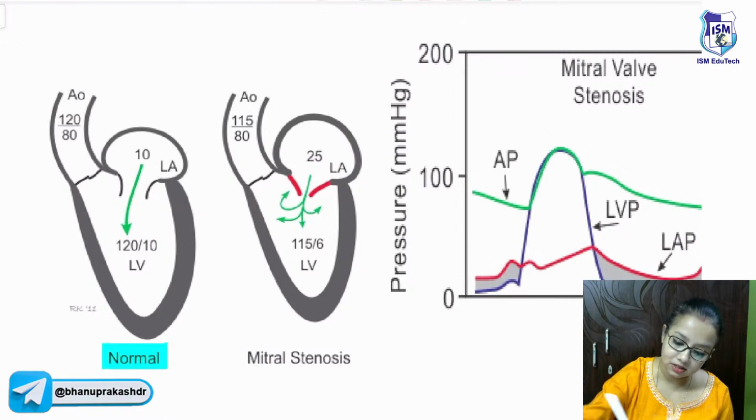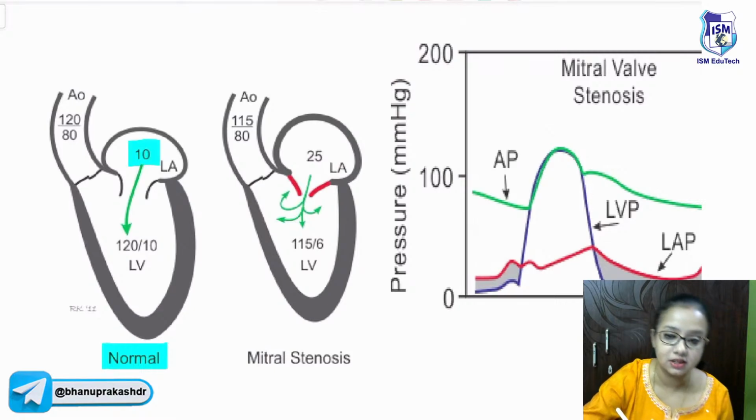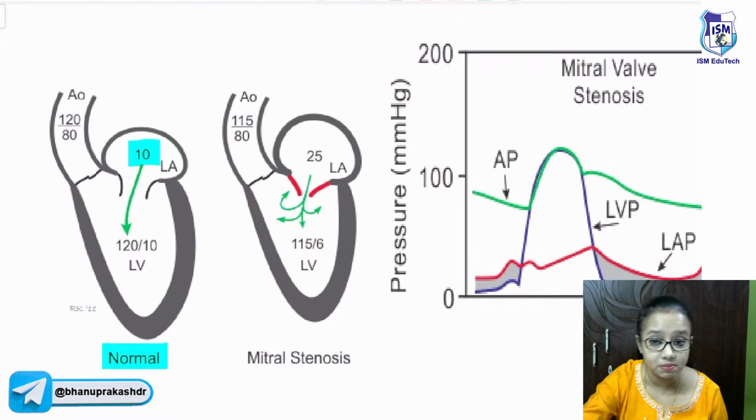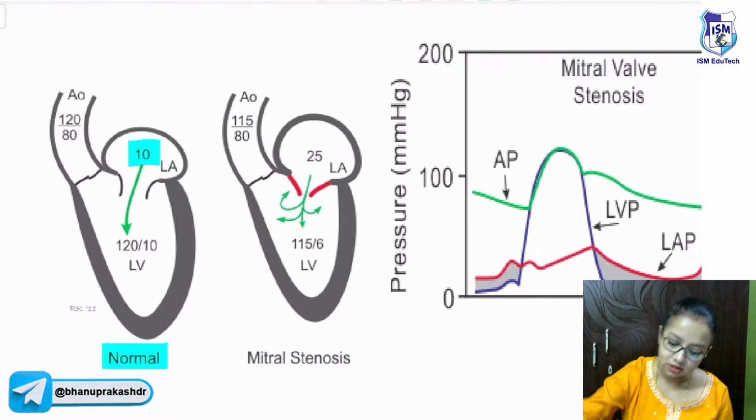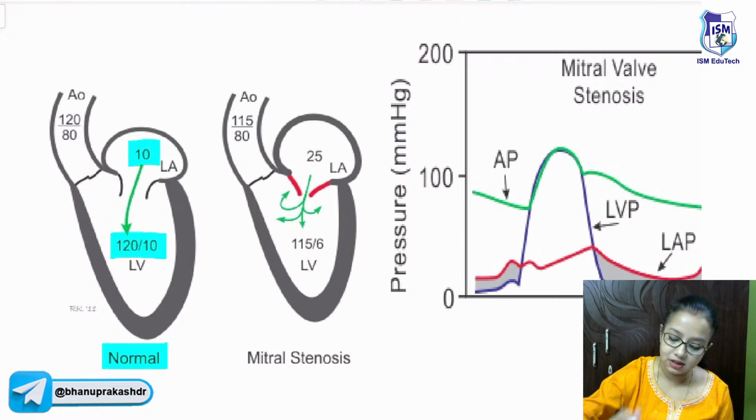So in normal condition, what happens? As we studied, a pressure of 10 mmHg is maintained in the left atrium, and through this mitral valve there is filling of the blood from the left atrium to the left ventricle. The filling part is not affected because the gap has not been reduced or closed during the relaxation period. So the filling phase is undisturbed. There is no difficulty in the filling phase in the normal condition.